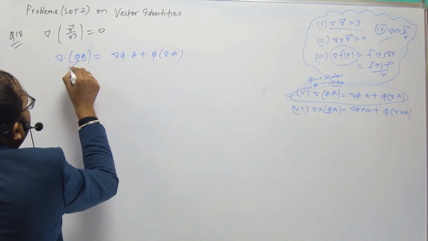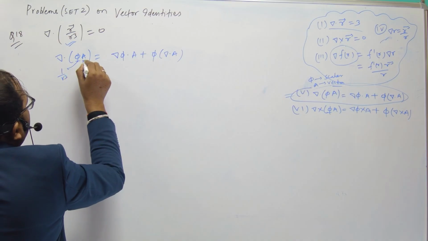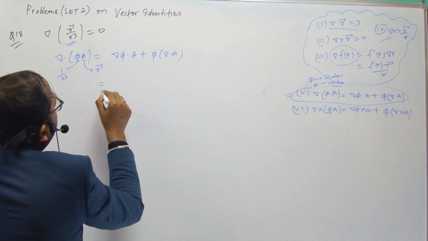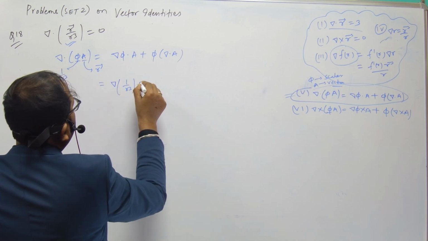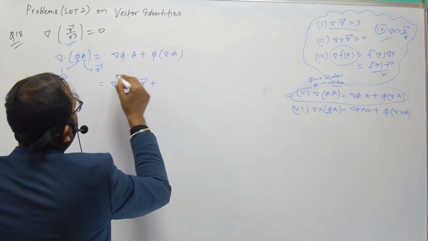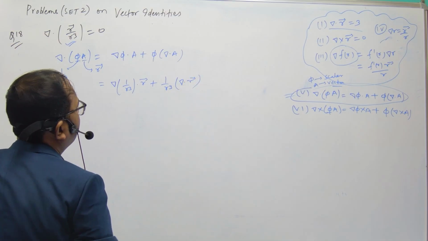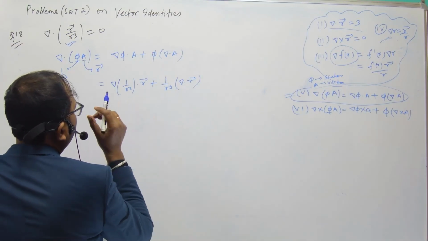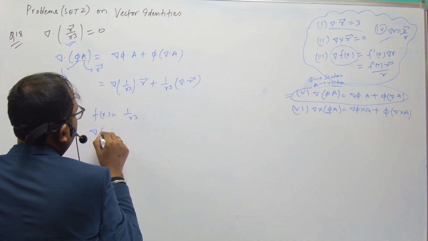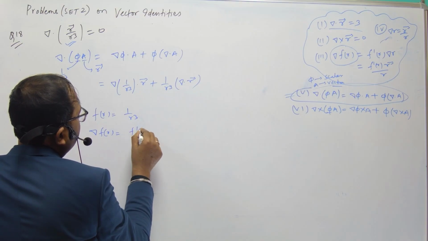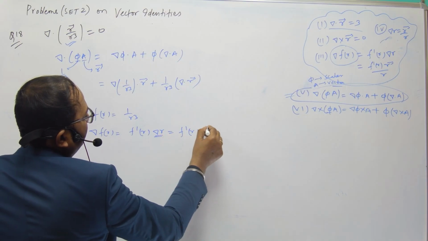Okay, so here let us compare this with this expression. Let us take phi as 1 upon r cube, a as r vector. This is equal to del of 1 upon r cube dot r vector plus phi times del dot r vector, where phi is 1 upon r cube. Del of phi, 1 upon r cube. Let us consider f(r) as 1 upon r cube. Del of f(r) equal to f'(r) into del of r, where del of r is r vector upon r.